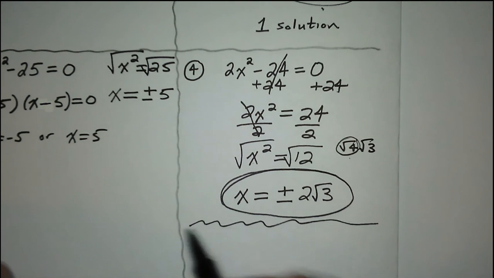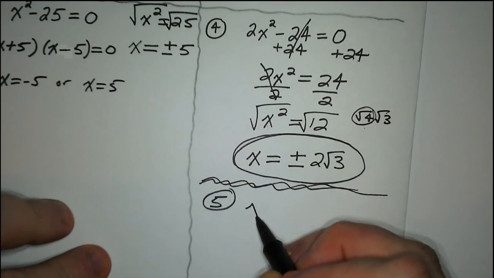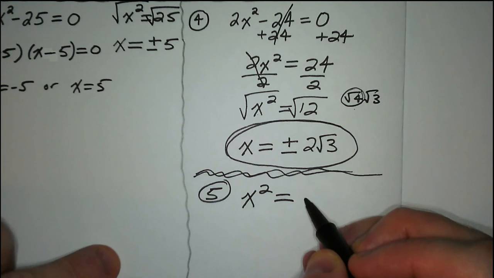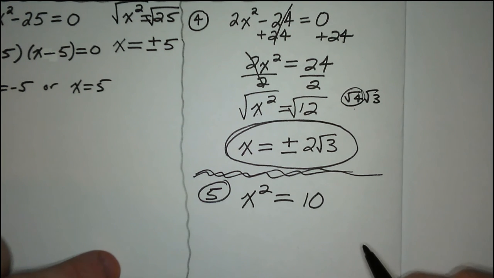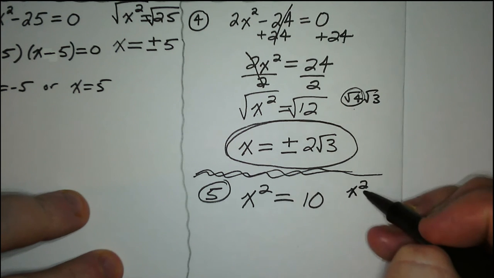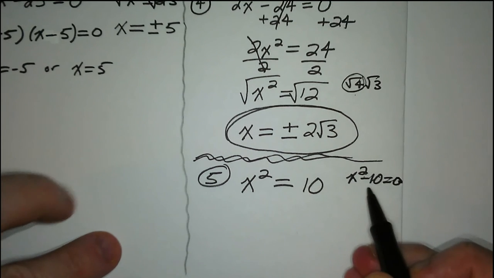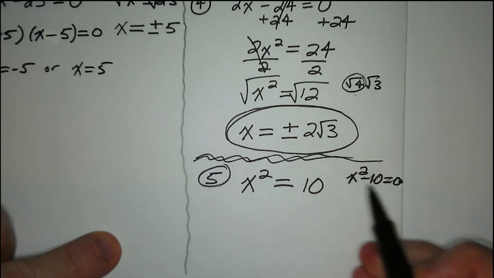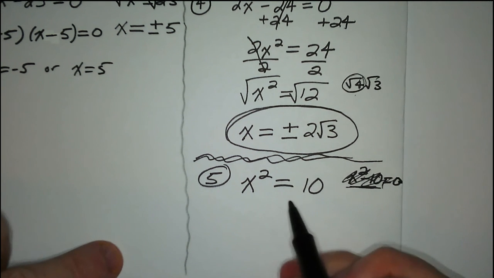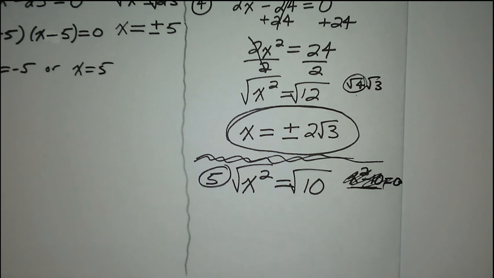I'm calling an audible right now. If we had x squared equals, I don't know, 10, and you had to solve this. First of all, if you set it equal to 0, x squared minus 10 equals 0, this doesn't factor. So we have to leave it like this and take the square root of both sides.